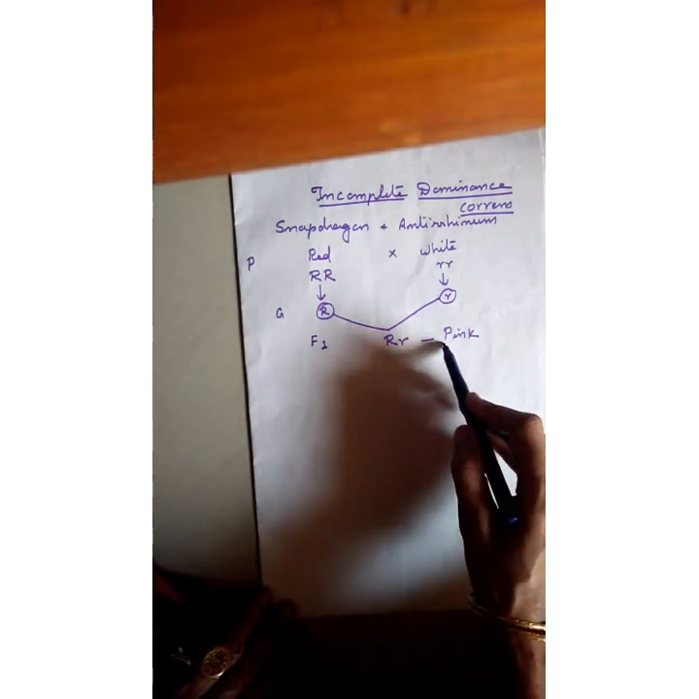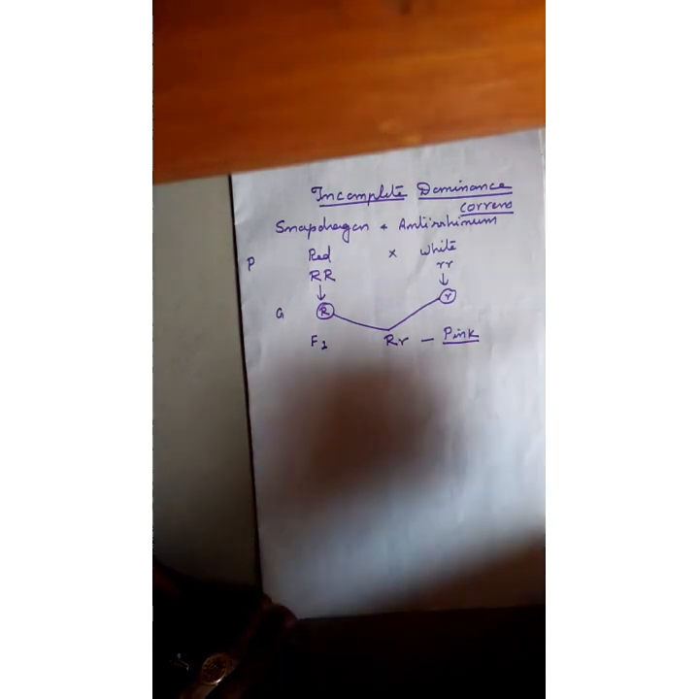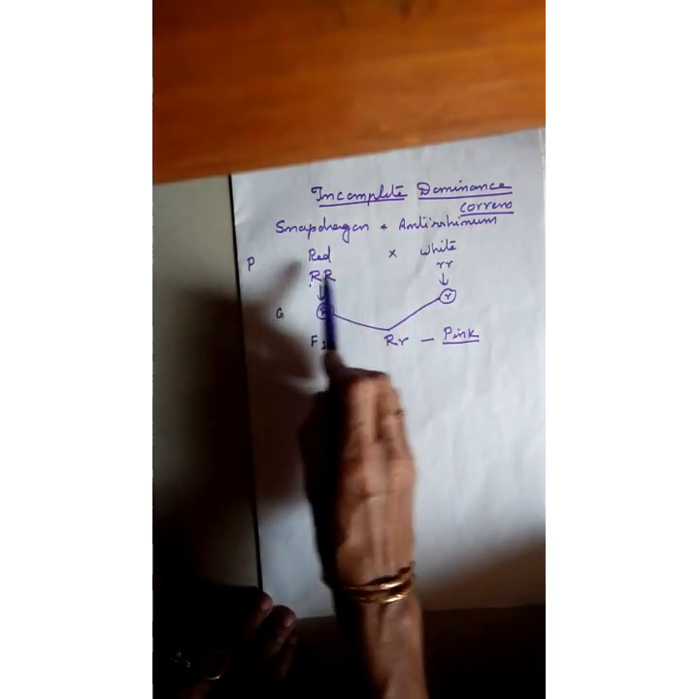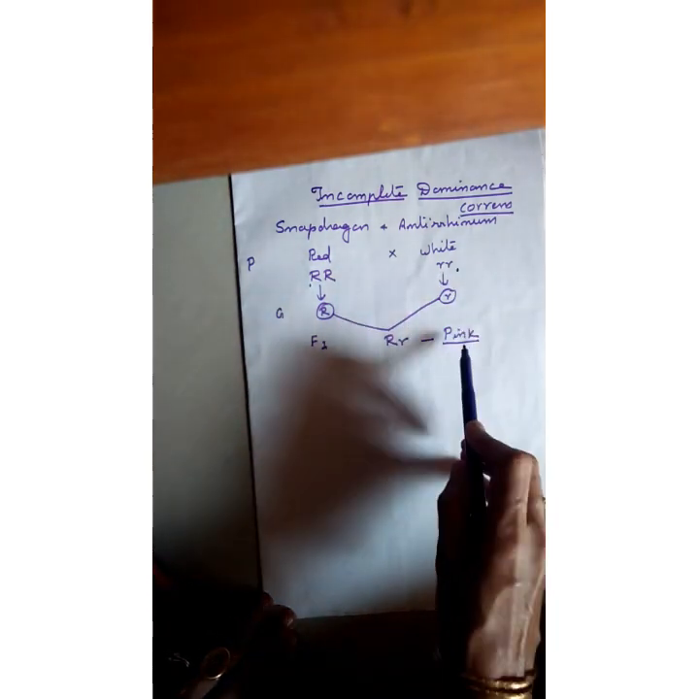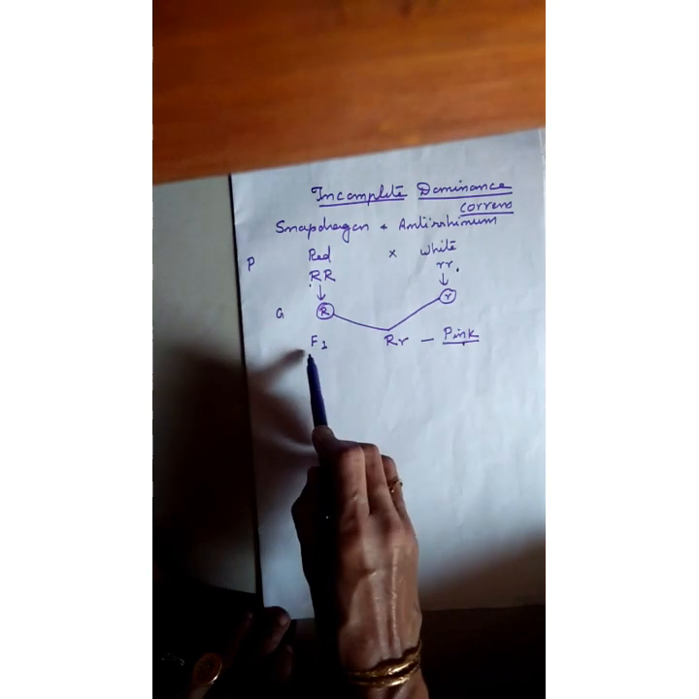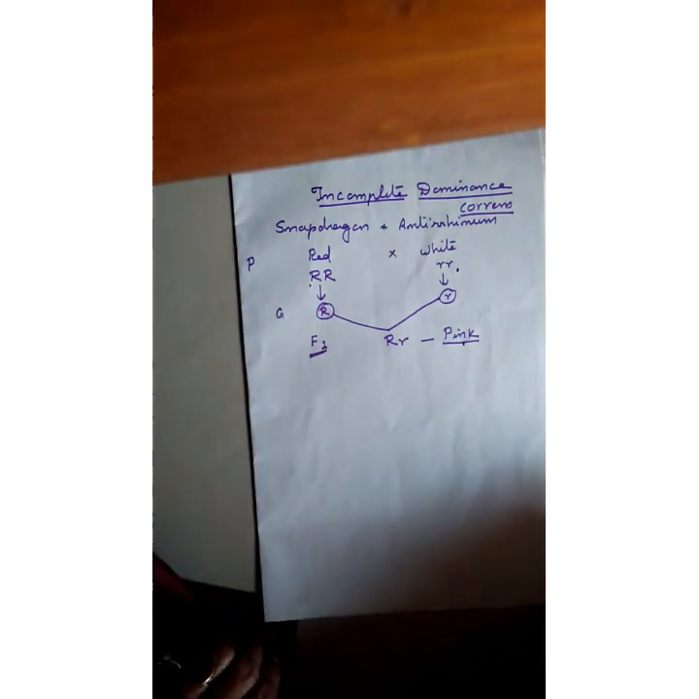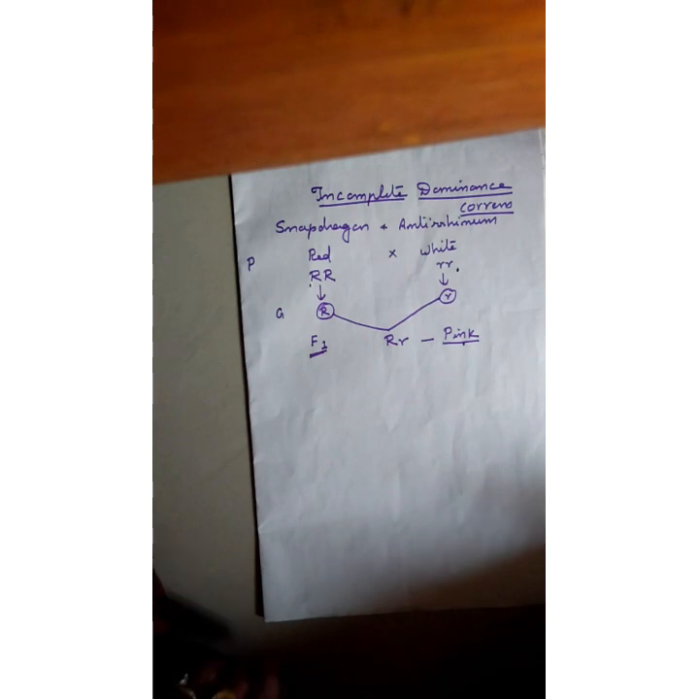So it is intermediate between red and white. That means the dominant allele fails to suppress the recessive one and then an intermediate color is expressed in which generation? F1 generation. So the phenomenon is called incomplete dominance.